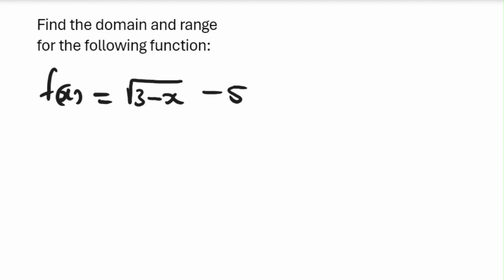Okay, our bonus question here says find the domain and range for the following function. You want to find the domain and range of this function: f of x equals the square root of 3 minus x, minus 5.